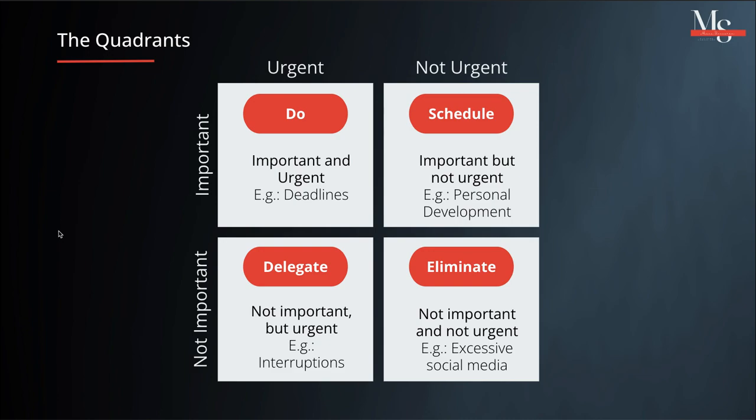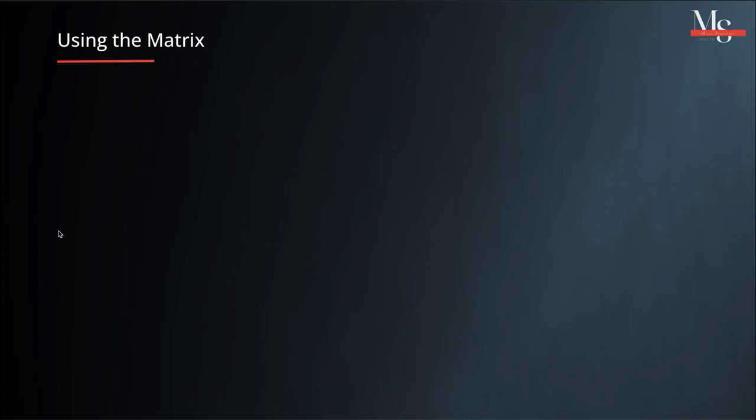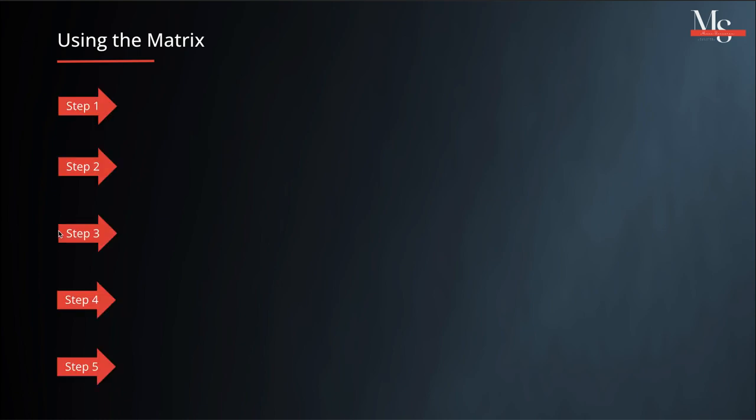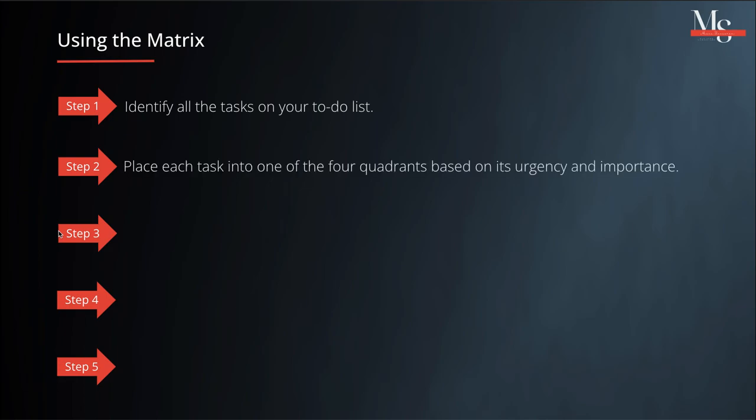So how can we implement it in real life? So first, identify all the tasks in your to-do list. Next, place each task into one of the 4 quadrants based on its urgency and importance.